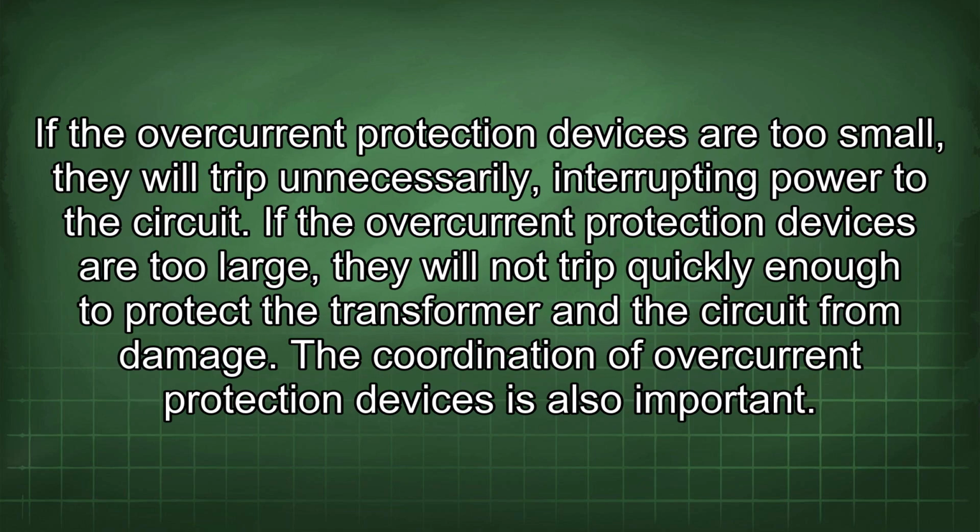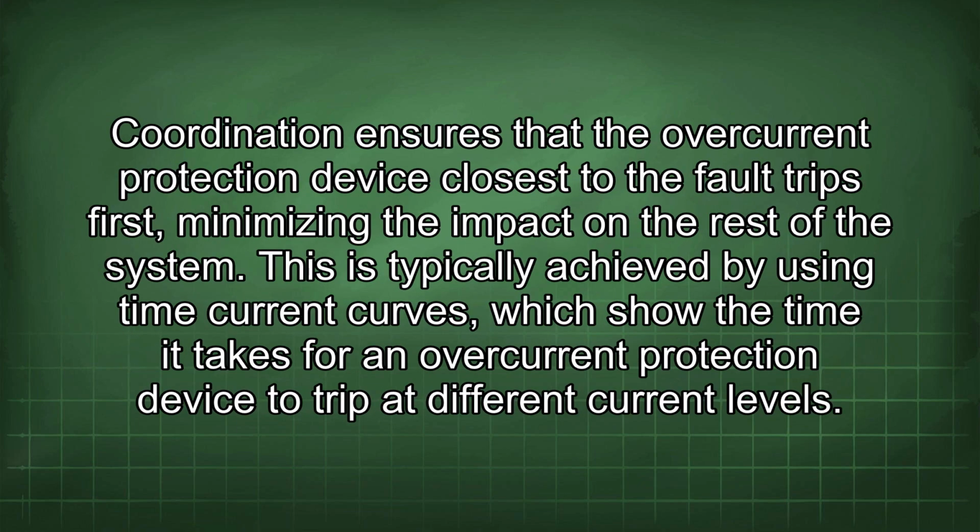If the overcurrent protection devices are too small, they will trip unnecessarily, interrupting power to the circuit. If they are too large, they will not trip quickly enough to protect the transformer and the circuit from damage. The coordination of overcurrent protection devices is also important. Coordination ensures that the overcurrent protection device closest to the fault trips first, minimizing the impact on the rest of the system. This is typically achieved by using time current curves, which show the time it takes for an overcurrent protection device to trip at different current levels.